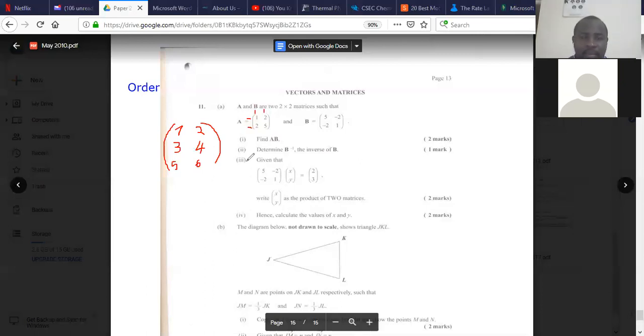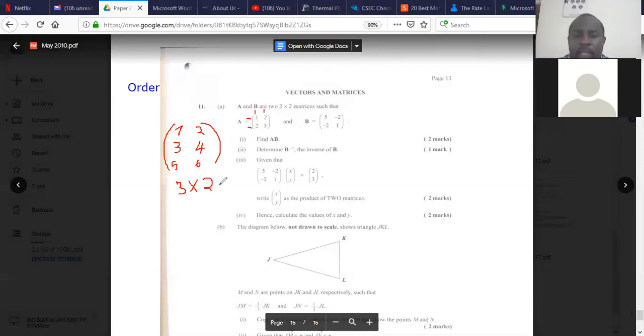Okay, so it's 3 rows and 2 columns. All right, good. So we call this a 3 by 2 matrix. It's a 3 by 2, not a 2 by 3, because the row comes first, so it's 3 by 2.